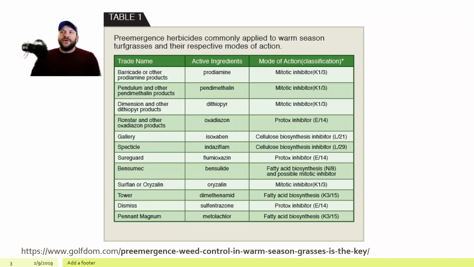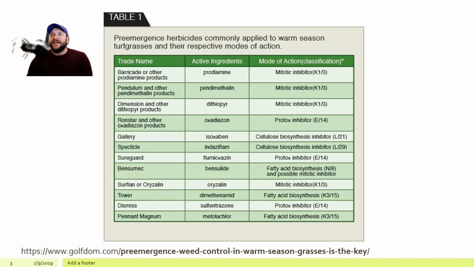So I wanted to first show this chart here because this is a nice general overview that gives you a list of probably the most popular pre-emergents on the market and their mode of action. So looking at these, there's one thing that really stands out is that there's a lot of K1 group 3 mitotic inhibitors on this chart. You'll see some on there that are not as commonly used. So for instance, Gallery. We also see Specticle on there, a cellulose biosynthesis inhibitor. Interestingly, it has a similar mode of action, but it is not of the same class. So keep that in mind.